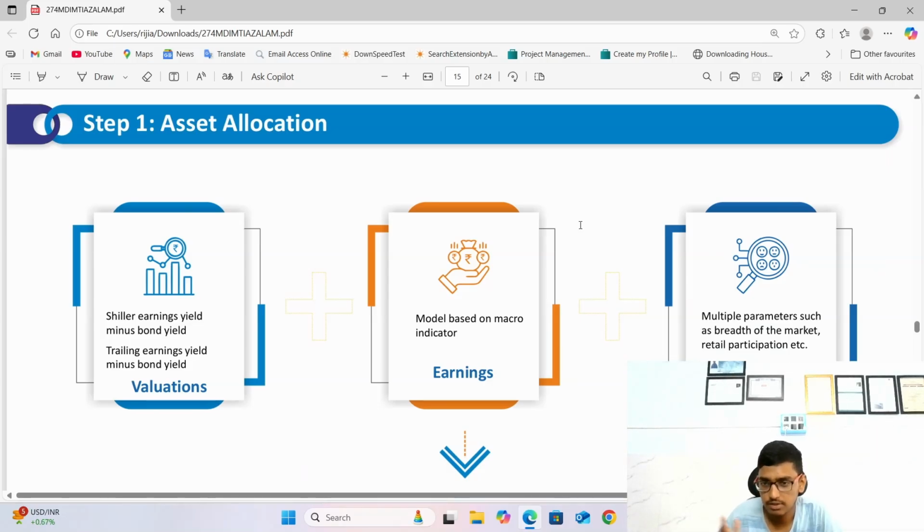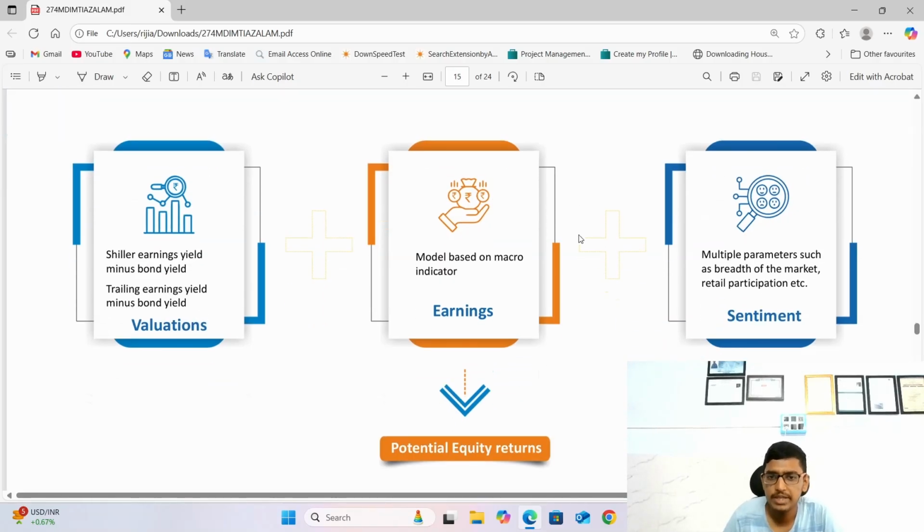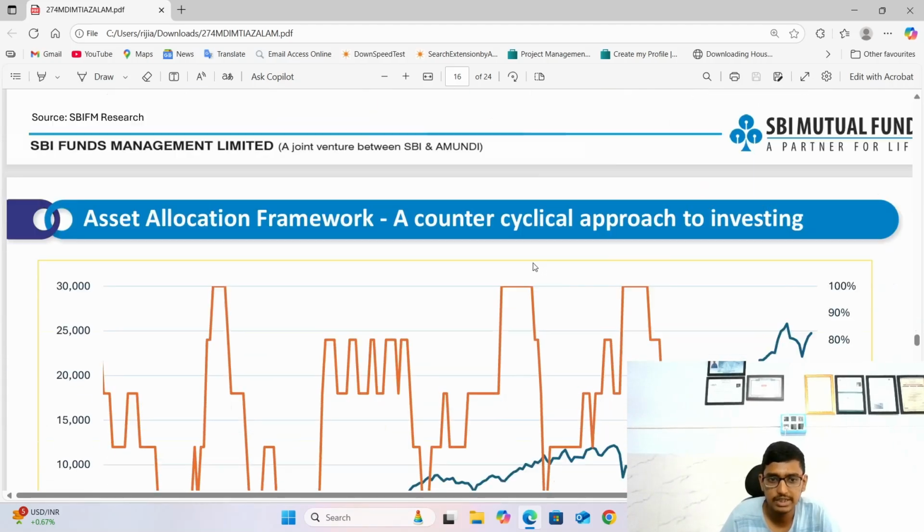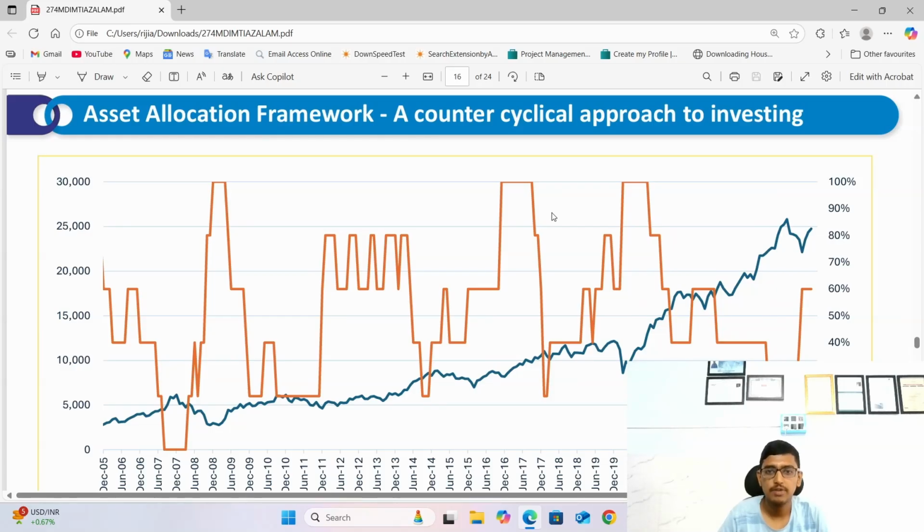First, the fund manager needs to consider valuation: Shiller earnings yield minus bond yield, and trailing earnings yield minus bond yield. There is an earnings model based on macro indicators and sentiment, with multiple parameters such as breadth of the market and retail participation. All of these bring down to potential equity returns. The asset allocation framework is a counter-cyclical approach to investing.